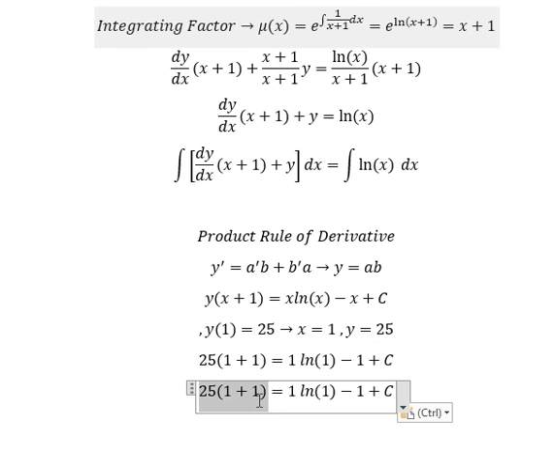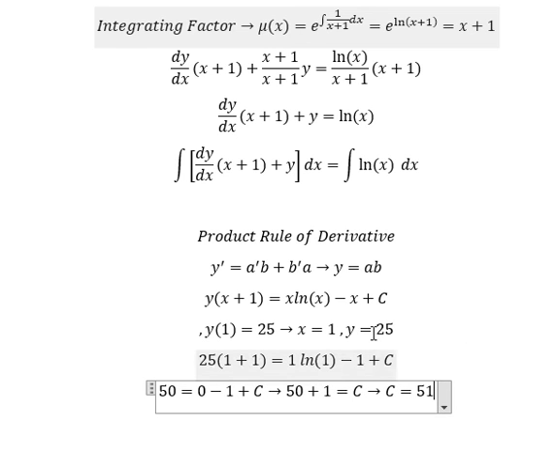This one we have 50. This one you get 0. And I will put negative 1 to the left. And now we have c equals 51. And now we put 51 here.